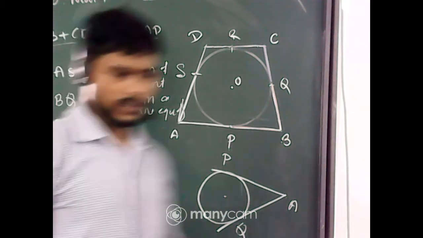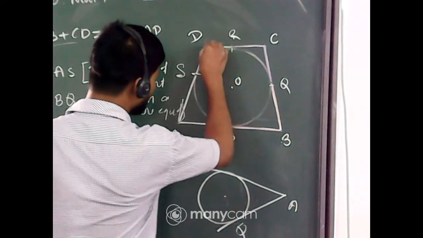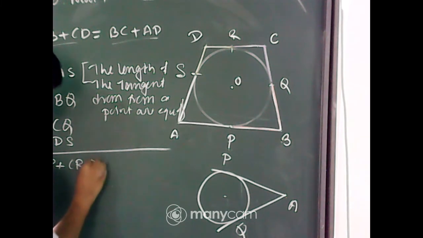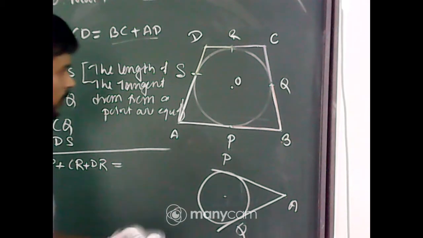And finally consider the point D. From the point D we have drawn two tangents. One is DR and one is DS. So DR will be equal to DS. Okay. Now this is 1, this is 2, this is 3 and this is 4. Now just add them. If you add the left hand side, it will be AP plus BP plus CR plus DR, and that is equal to the sum of the terms in the right hand side. Okay. So write them one by one.